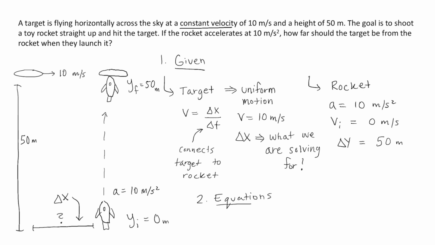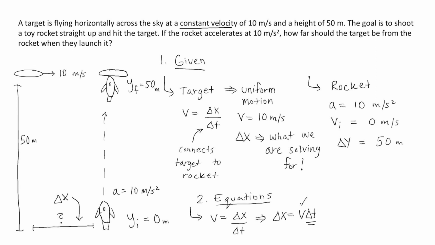It's time to figure out what equations we need to use in order to solve. Well, I had already mentioned that we can use the uniform motion equation for the target because it's moving with a constant velocity. And we know that delta x is what we're solving for. So we can quickly rearrange this uniform motion equation to isolate for delta x. Once we do that, we get delta x is equal to v times delta t. Now we know the velocity of the target. It was 10 meters per second, but we don't know delta t.